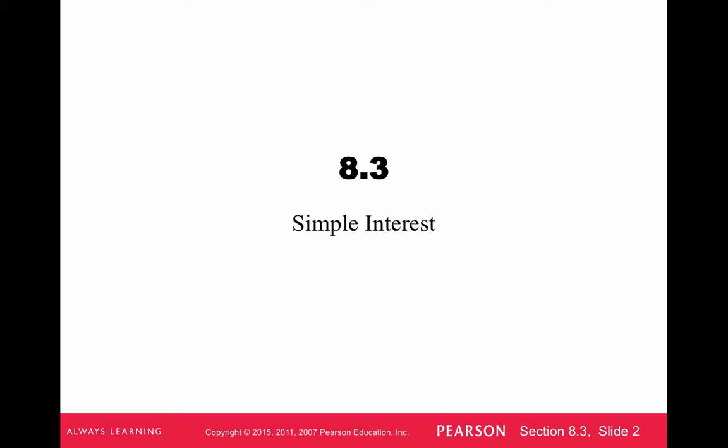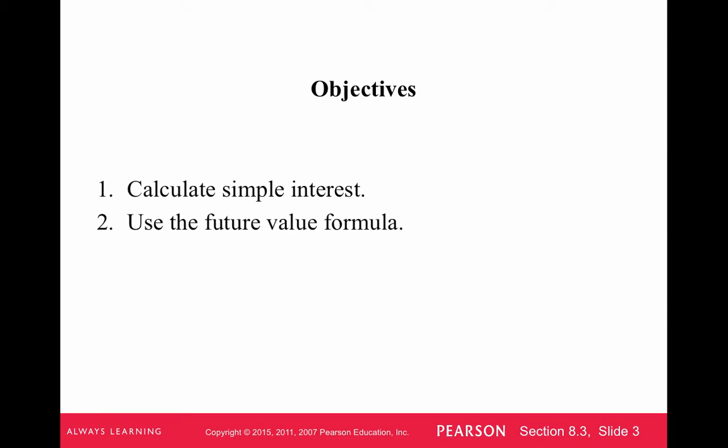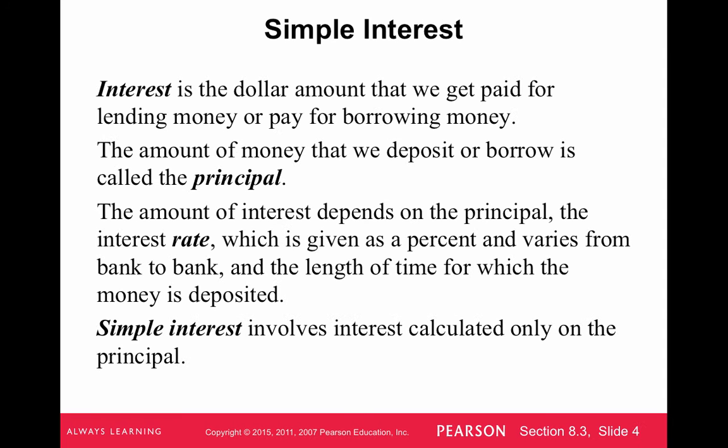It's called simple interest. Simple interest is a direct application of percentages, because interest rates are given for certain investments, and then you convert those rates to percents and figure out the percent of your investment or loan. Interest in general is the dollar amount that we get paid for lending money or pay for borrowing money.